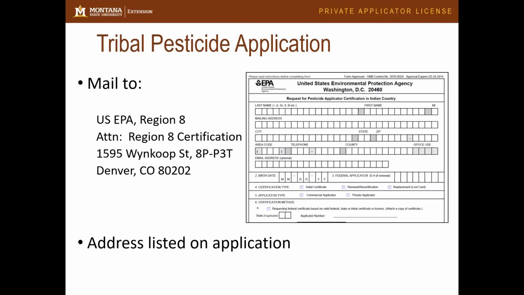Fill out the information required on the Request for Pesticide Applicator Certification in Indian Country form. This needs to be sent to the EPA Region 8 office as listed on the application. You can get this form at your local MSU Extension office.